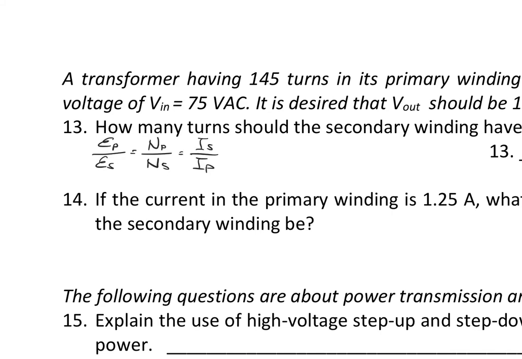So the ratio of the EMF of the primary to the secondary is equal to the ratio of the number of turns in the primary to the number of turns in the secondary, but that is equal to the ratio of the current in the secondary to the current in the primary. So, why am I even describing it? I just wrote the equation. You can see it right there in front of your face.